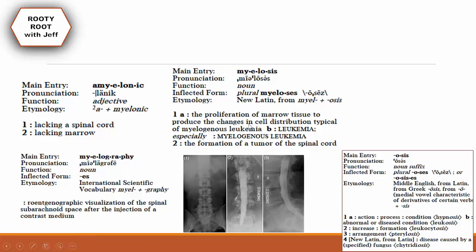Myelosis means the proliferation of marrow tissue to produce changes in cell distribution, and it's mostly in myelogenous leukemia. Osis means action, process, or condition for its first definition. Its second definition is increase, formation, and the third one is arrangement, and the fourth definition is disease caused by fungus.